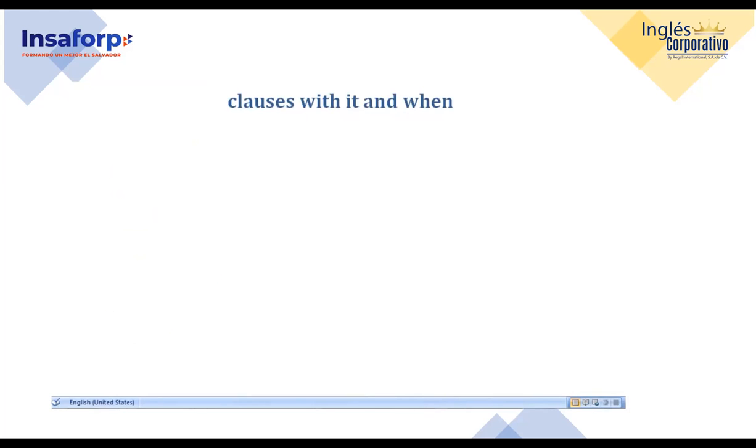Let me quickly present the structure and how to formulate this kind of complex sentence. When we say clauses with it, and then clauses with when, what we're saying is that we want to express things that we like, that we don't like, or that we're neutral about in any given situation. We use clauses with it and then adverbial clauses with when, in order to express the things that we like, the things that we don't like, or the things that we might be neutral about.